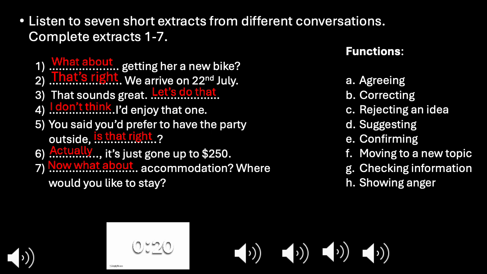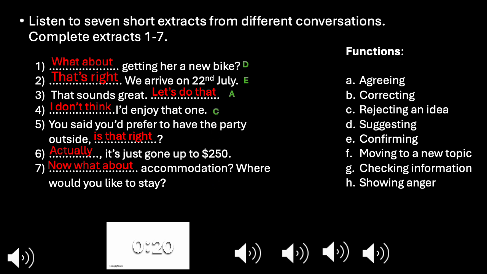And the answers are 1. What about getting her a new bike? This is a suggesting function. 2. That's right. We arrive on the 22nd of July. This is a confirming function. 3. That sounds great. Let's do that. This is an agreeing function. 4. I don't think I'd enjoy that one. This is rejecting an idea function.